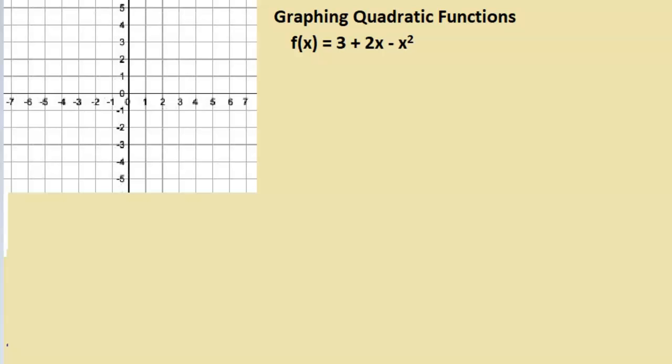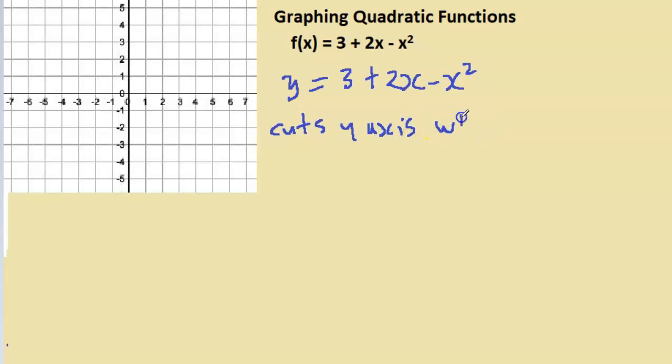Now let us look at graphing another quadratic where the domain is not given. So y equals 3 plus 2x minus x squared. Again, we want to find out where the graph cuts the x-axis, the y-axis, and the turning point. It cuts the y-axis when x is 0. So when x is 0, y is equal to 3, because 2 times 0 is 0 and 0 squared is 0. So it cuts the y-axis at 3, so we put a little mark there.